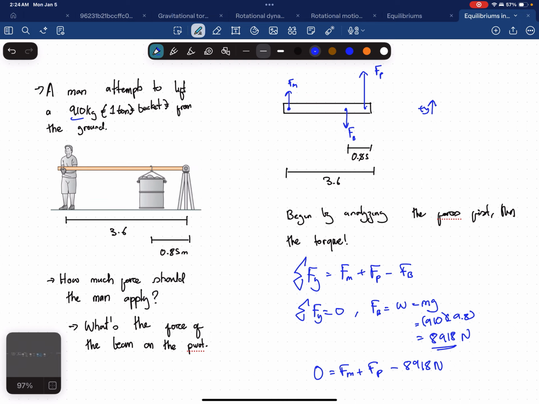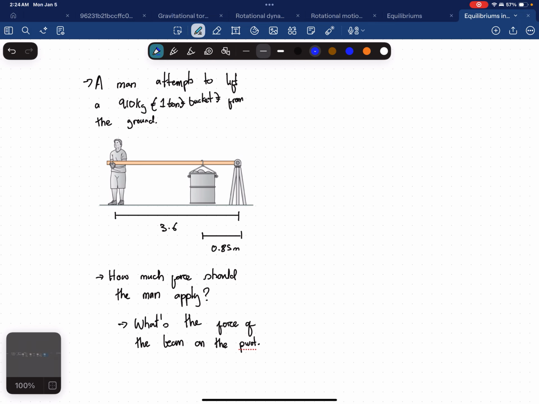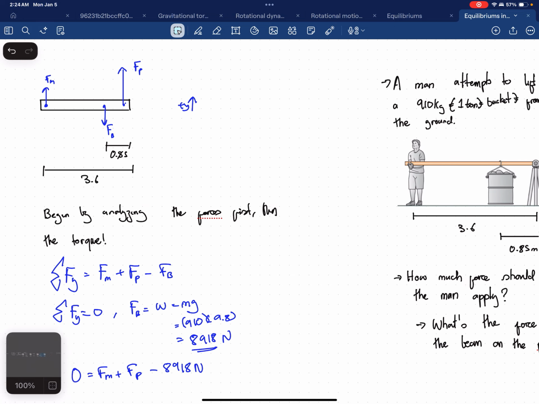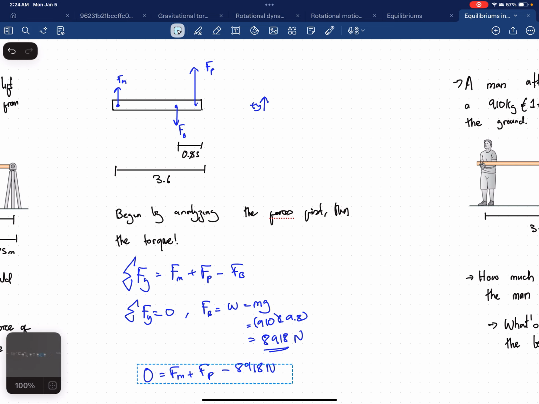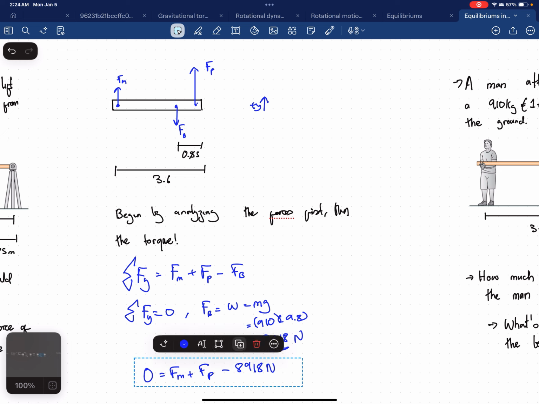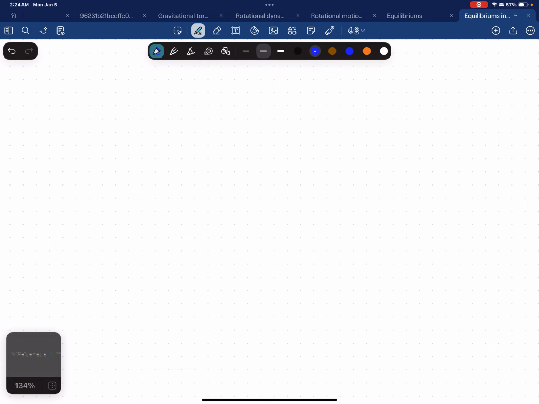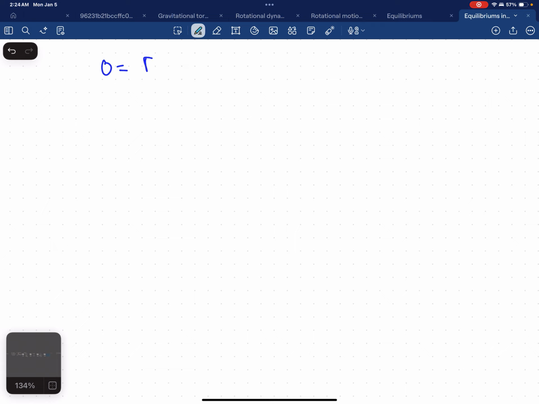Okay, move on. Let me just write it. So we had 0 is equal to F_M plus F_P minus 8,918 newtons.